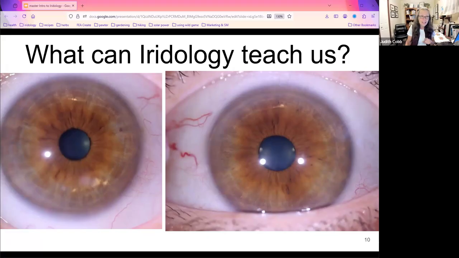Constitutional iridology does not enable us to diagnose. We cannot give disease names. It is best used as a guide to where the issues may be, and it guides our questions and informs our suggestions.